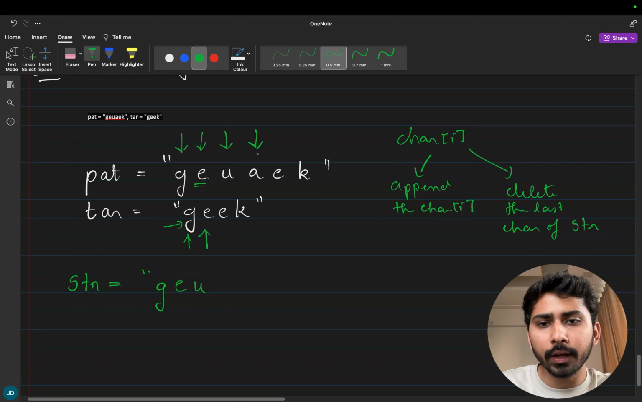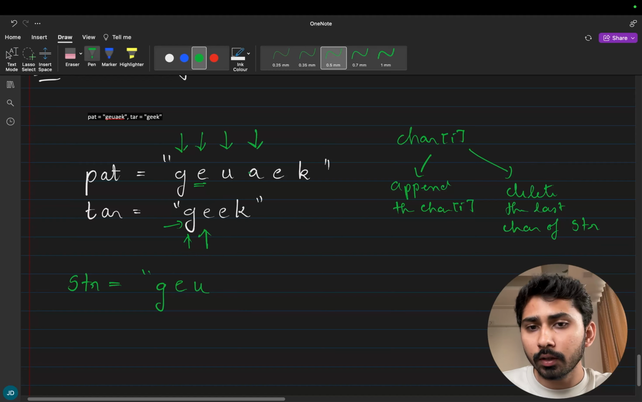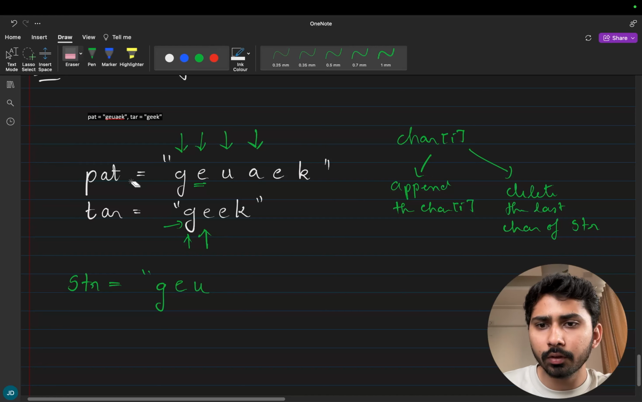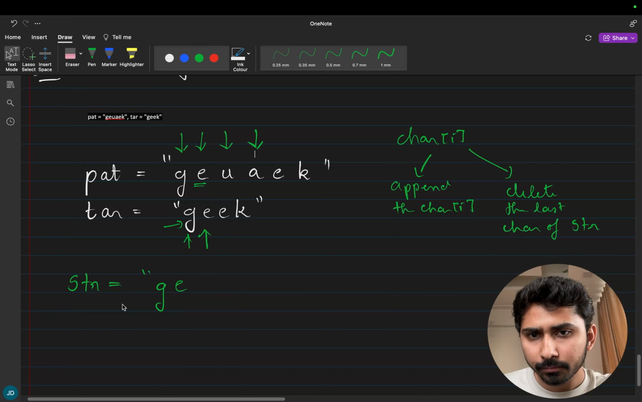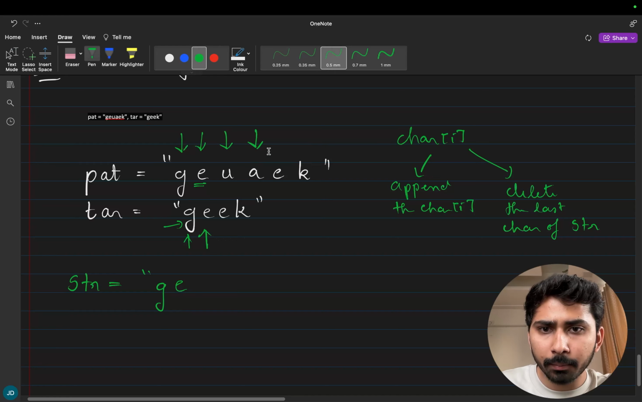Now the next character is A. In order to generate geek, I don't need this U. So for this A, I will apply the delete operation. That means U will be deleted, the last character which was appended will be deleted. So one operation on A has been applied.